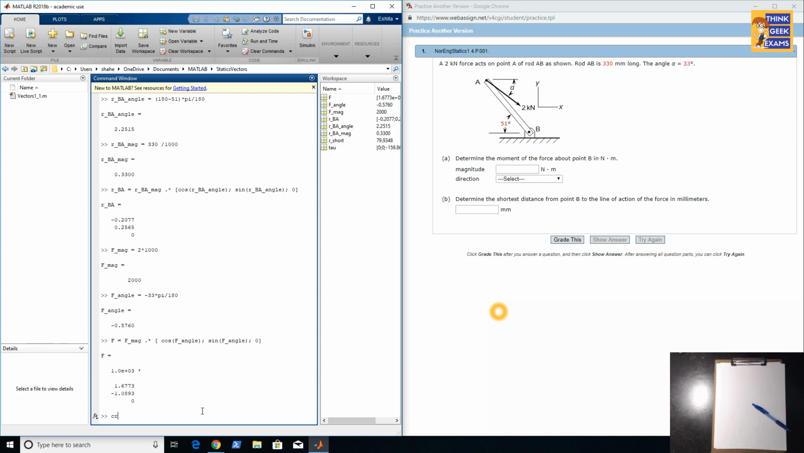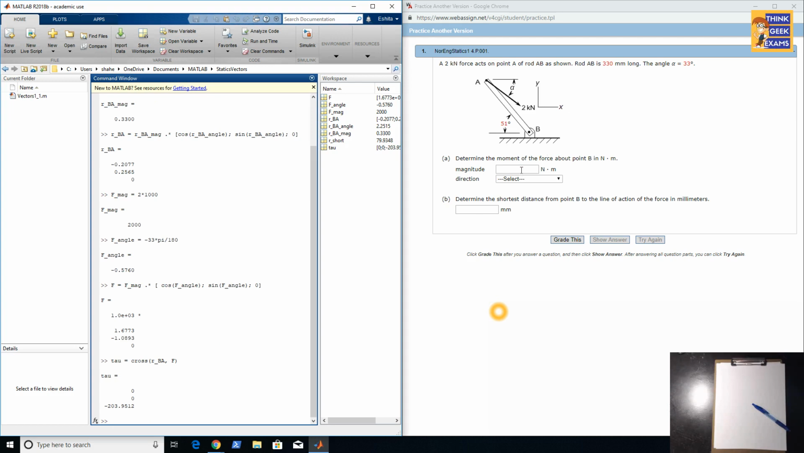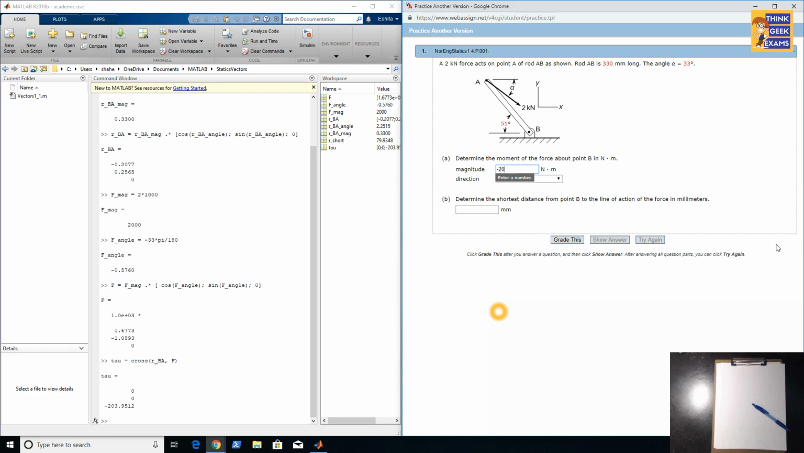And ultimately what we need is the moment in vector form. It's going to be the cross of RBA times F. And that gives us minus 203.95. And since this is in the negative direction of z, basically it's going to go into the screen. When it goes into the screen, the torque is going to be clockwise. So that's the answer for that.